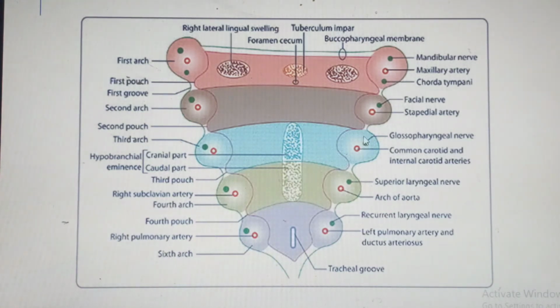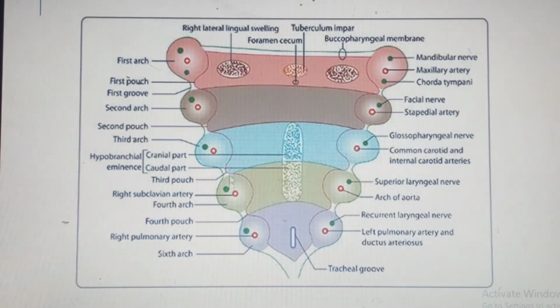Then when you go to the third arch, it will be supplied by the common carotid artery, as well as the root of the internal carotid artery, both left and right. Then for the fourth arch, on the left it is the arch of the aorta, but on the right, it is the right subclavian artery. So please get to know that.